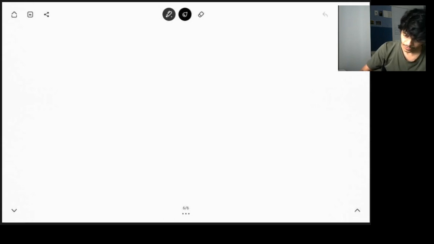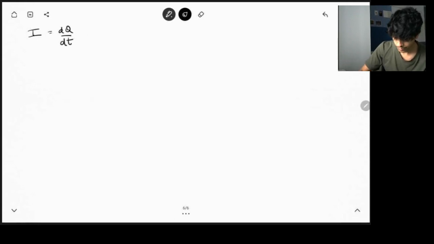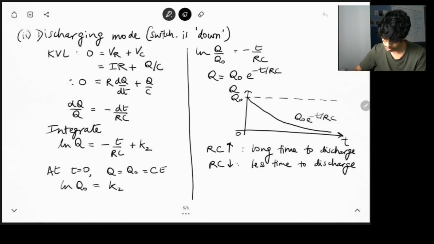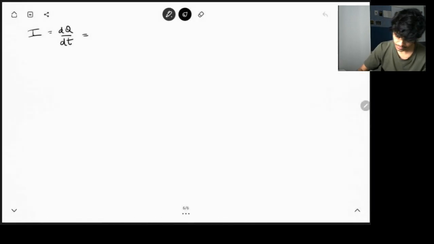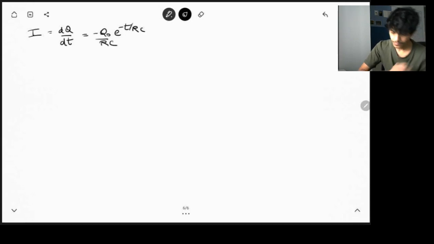Once again, we can calculate what is the current in this circuit. So this is rate of change of the charge, and what was the charge? It was Q0 e to the minus t by RC. So this current is going to be Q0 e to the minus t by RC times minus 1 over RC. Why negative? It's discharging in the opposite direction. So the current is in the opposite way.